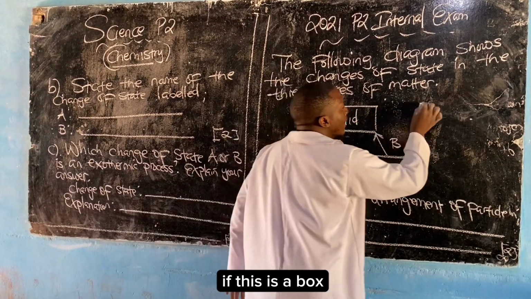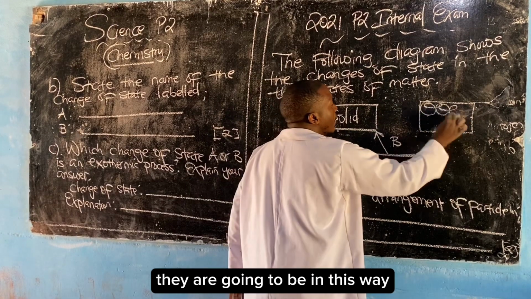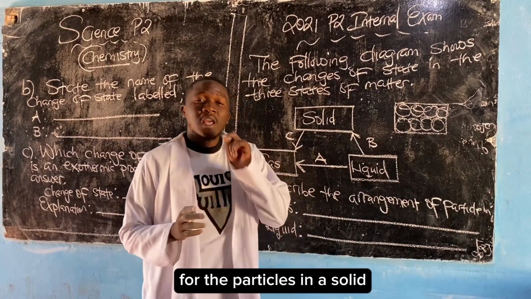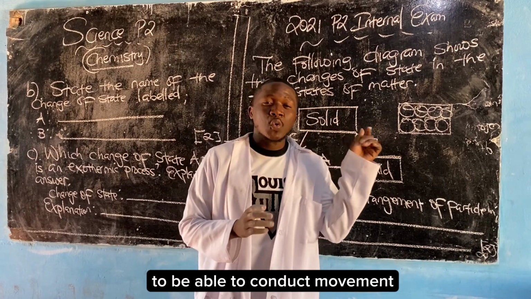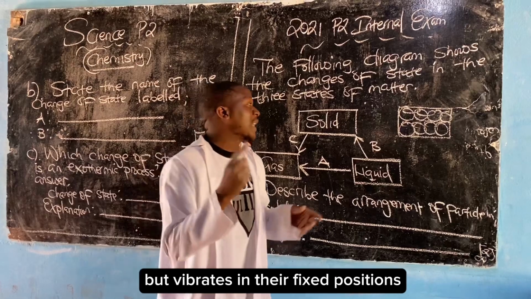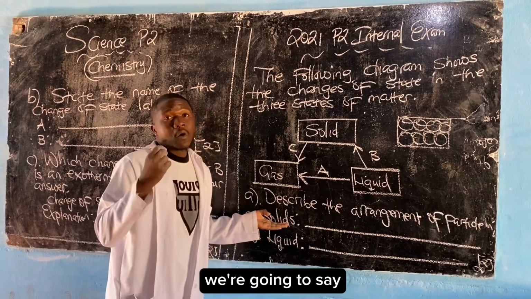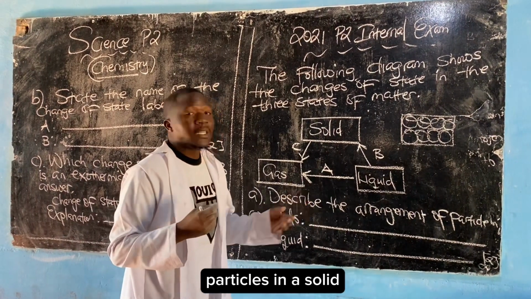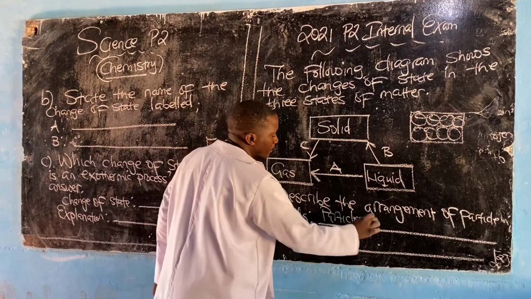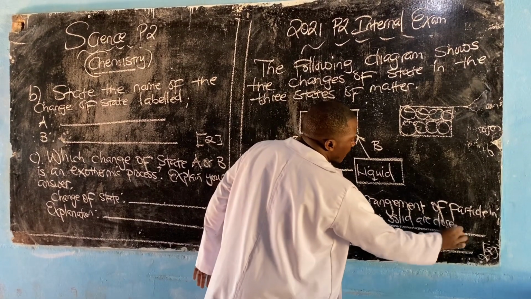If this is a box representing particles in a solid, they are going to be in this way, which shows that there won't be any space for the particles in a solid to be able to move. As a result, particles in a solid do not move, but vibrate in their fixed positions. So here on the solids, we're going to say particles in a solid are closely packed.